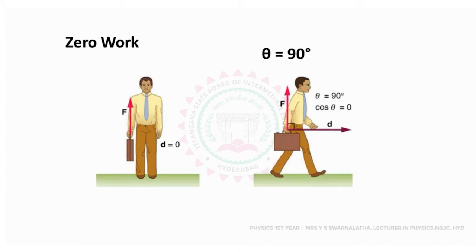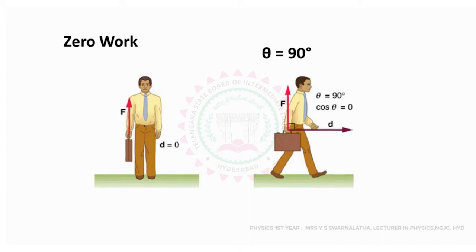In first case, the man is holding a box and standing still and his displacement is 0. So work done is 0. And in second case, he is holding a box and moving forwards. The angle between force and displacement is 90 degrees. Cos 90 is 0. So work done here is 0.